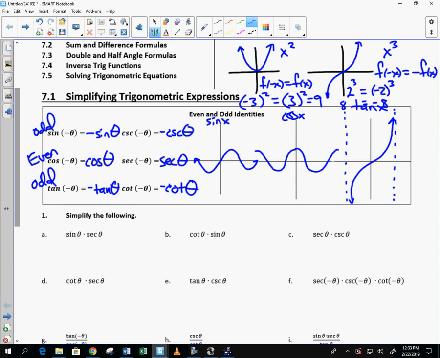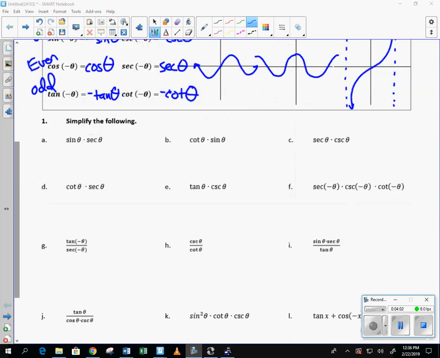Now, let me show you how you get to reference this and use this on the test. What we want to do today, and so I just taught you some new identities, we want to simplify trigonometric expressions. That's our goal for today. We start with simplifying sine times secant. One way in which we simplify trigonometric expressions is to rewrite everything in terms of sine and cosine.